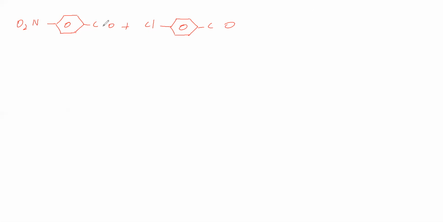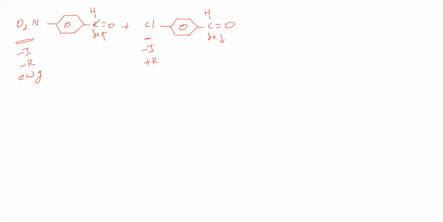Here C double bond O, H, and here C double bond O, H. This carbon has a partial positive charge, and this carbon also has a partial positive charge. The NO2 group shows a minus I effect and a minus R effect, so it is a completely electron withdrawing group. Cl shows a minus I effect and a plus R effect. Therefore, the electron withdrawing nature of NO2 is more when compared to Cl. Since it is more, the magnitude of positive charge is more here and less here. Therefore, cyanide will attack here.